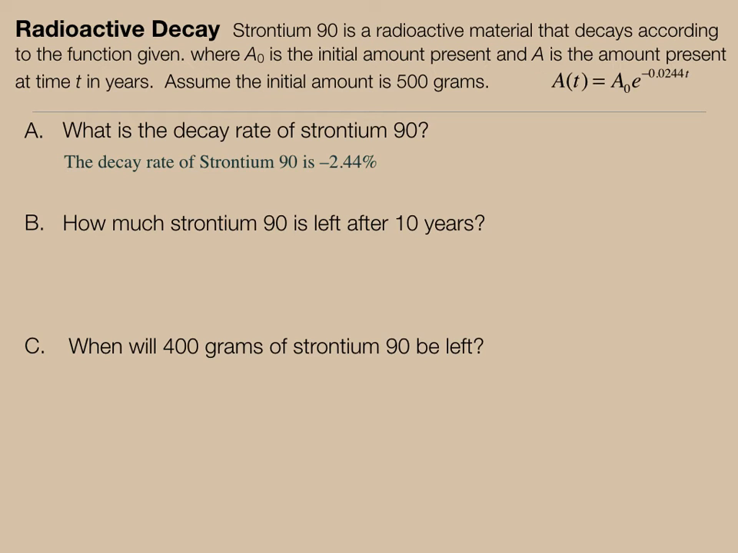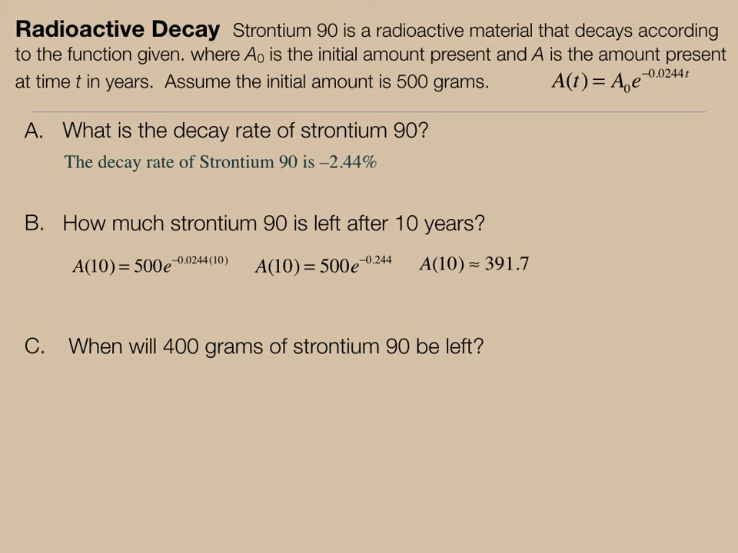I'm going to evaluate A of 10. And I'll substitute the 500 in place of my initial amount. And I'm going to simplify this expression, multiplying my decay rate by 10. I just moved the decimal one place to the right. I do need a calculator at this point. I want to evaluate e to the negative 0.244. Multiply that by 500.